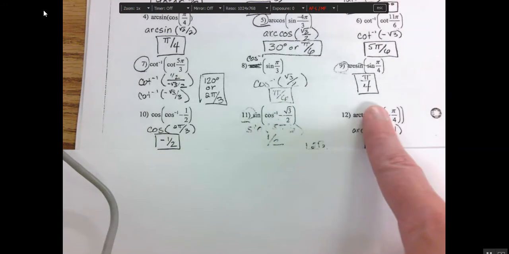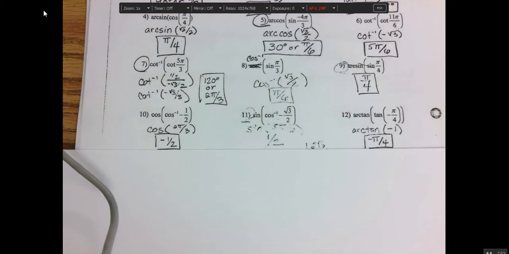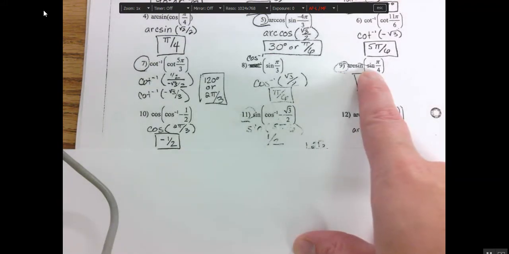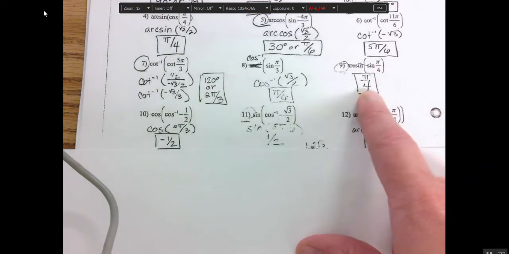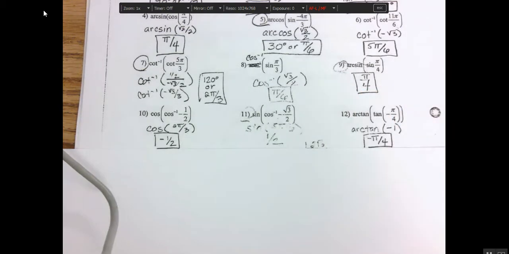And number 9 is special because the arcsine and sine were finally able to cancel each other out and save yourself a step. The reason why arcsine and sine could cancel out right there is because pi over 4 is on the range for inverse sine. So that's allowed to be an answer. So if you have an arcsine and a sine, and the angle here is within the range for arcsine, then you can just cancel them and take that answer. So you can take that shortcut.